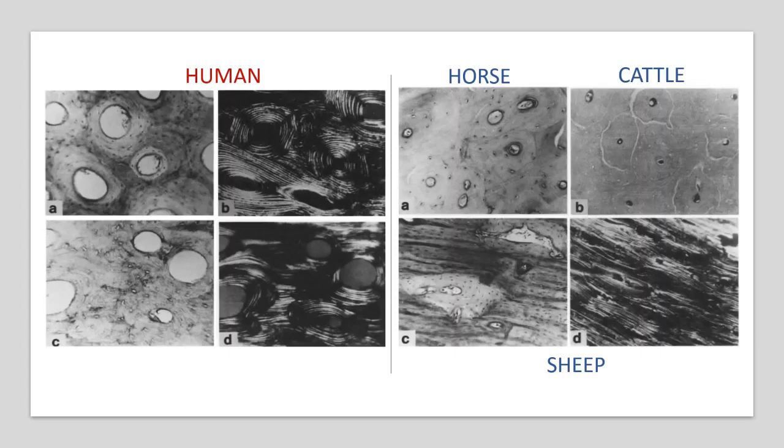On the left, there is a sample of a human bone under normal and polarized light. On the right, there are samples of horse, cattle, and sheep. The latter is under normal and polarized light. There is a clear difference in the organization and size of the osteons. In human bone, osteons are randomly organized and are bigger when compared to animal bones. They are also more circular, while in animal bones, the osteons are organized in lines and have a more ellipsoidal form.